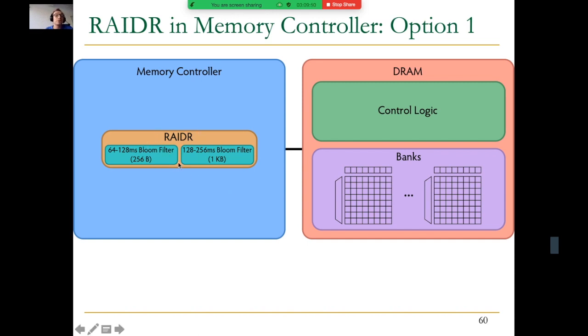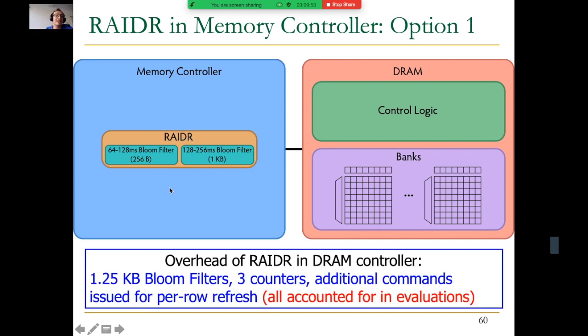You basically have the Bloom filters inside the controller, and the overhead is relatively small, as you can see. And you need to have additional commands issued per row refresh in this case. Basically, now the memory controller takes over the control. The DRAM doesn't do refresh. The memory controller basically sends activates and pre-charges to those rows that require refresh whenever they require refresh. Okay? But there are multiple ways of doing it also that I'm not going to go into. That goes too much into implementation detail, I think, at this point.